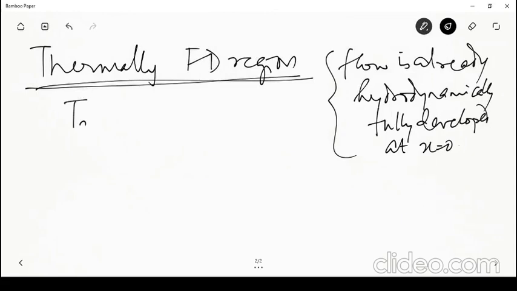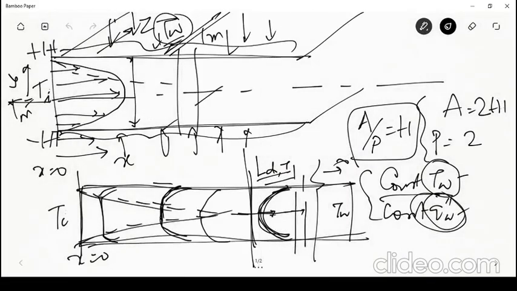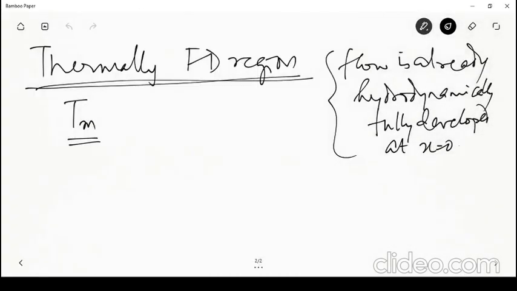Suppose I can define a mean temperature across the section of the duct. That is, there is a certain temperature at the wall and a certain temperature inside. There is a variation. If I can define a certain mean temperature, this mean temperature would be changing with x depending on the extent of heat transfer that is happening. So how to define the mean temperature?